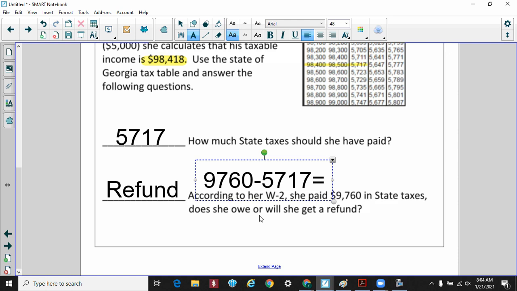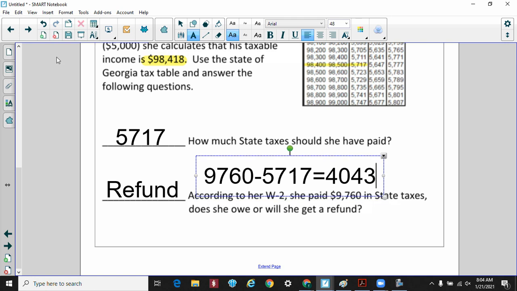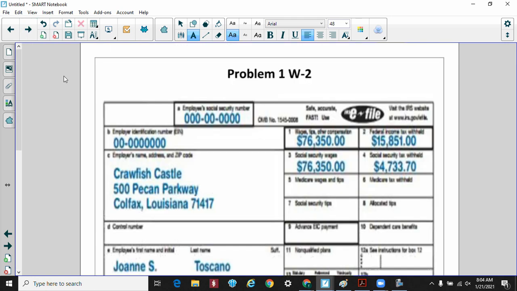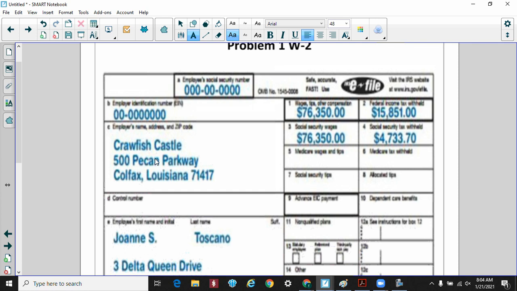We get an answer of $4,043. Well, there's the bell. We're just going to keep rolling. All right, now here's our first question.